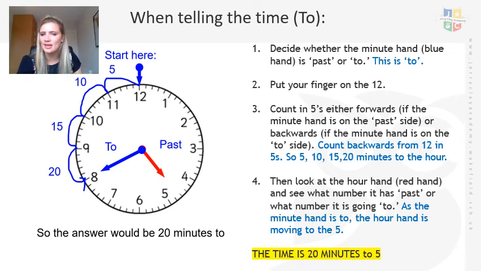So we know straight away that it's going to be something minutes to. Now, we're still going to start from the 12, because the 12 is a great place to start. And instead of going to the right and going forwards, we're now going to work backwards, because we want to know how many minutes it is till it gets to the hour. So put your finger on the 12. And I want you to jump it with me, so we can go 5, 10, 15, 20, because the minute hand is at the 20 minutes to. So we know that this one is 20 minutes to.